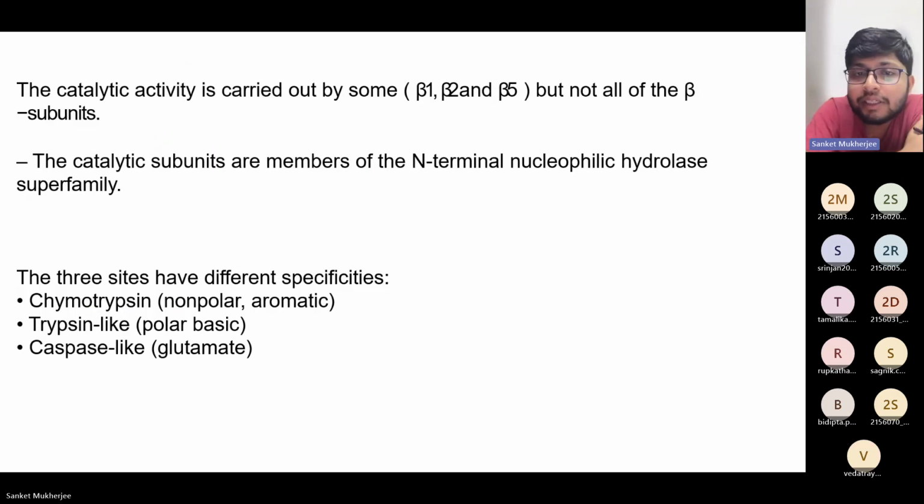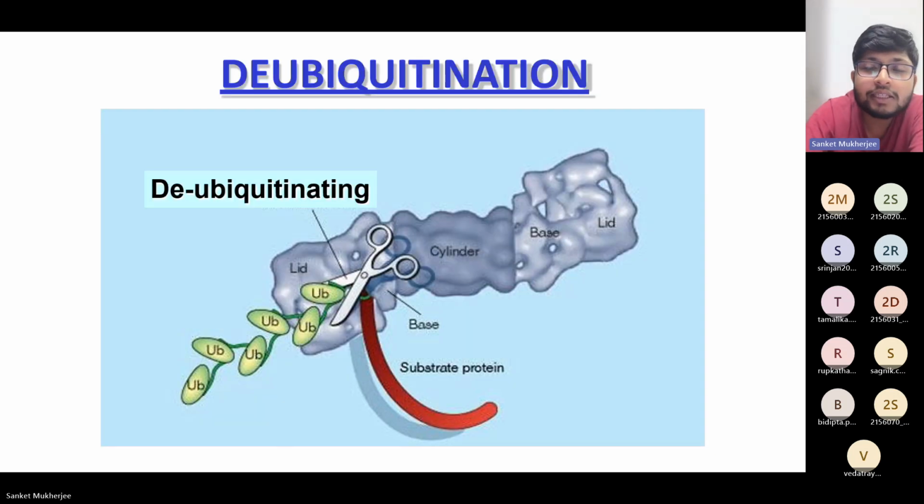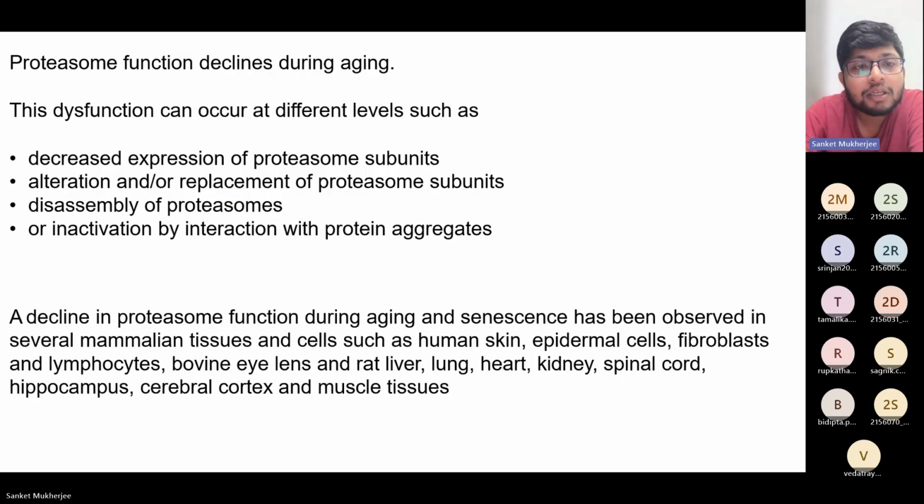The catalytic activity is not in all beta subunits, but in some of them. These are members of the N-terminal nucleophilic hydrolase superfamily. There are three site specificities, as I said: chymotrypsin-like, which targets non-polar and aromatic amino acids, trypsin-like for polar and basic amino acids, and caspase-like for glutamate, essentially. Then there is deubiquitination. Once the role of ubiquitin is done, it needs to be deubiquitinated so that it can be reused for other processes.